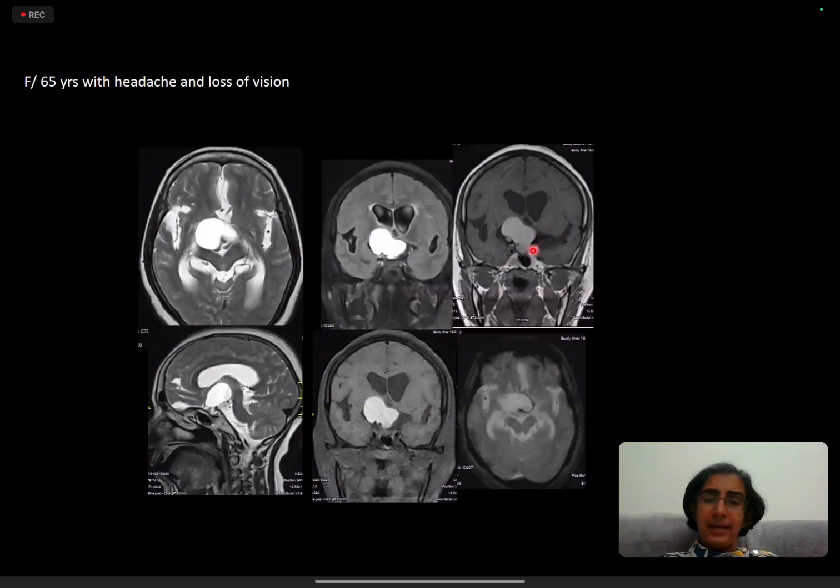So this is a T1 weighted coronal image which shows this lesion. It is hyperintense on T1 and it is not suppressed on the fat saturated images, right? And what is this image? What would you like to say? The diagnosis is correct, but what would you like to say about this lesion?